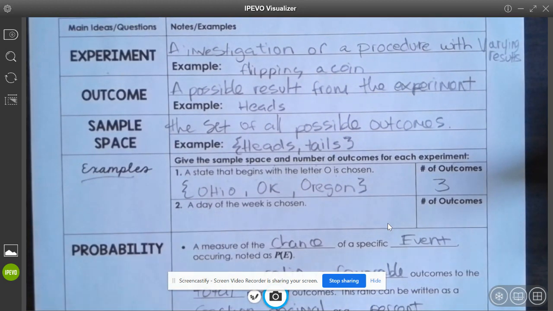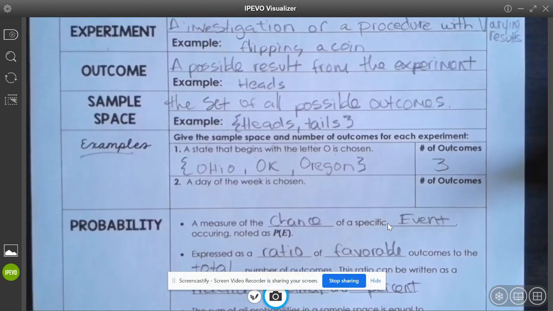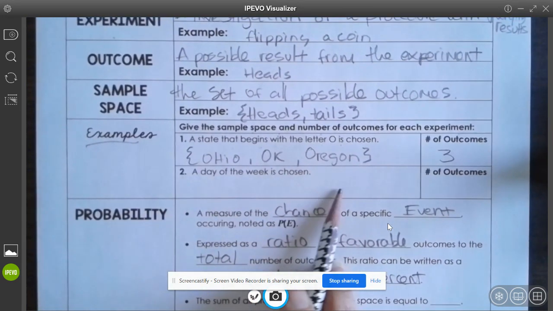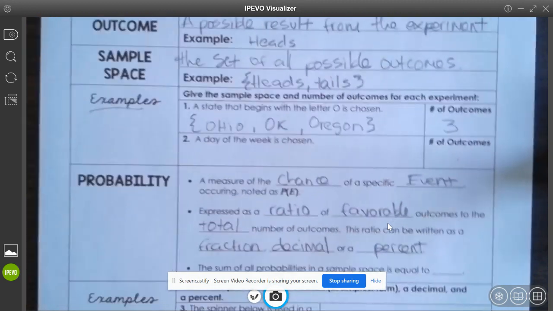Now you find the day of the week. So how many days are there, right? How many outcomes? Okay. So write the sample space and then give me the number of outcomes.